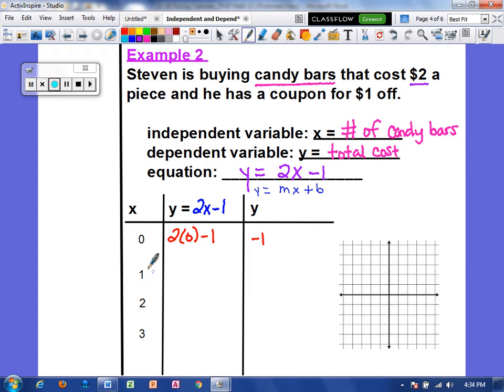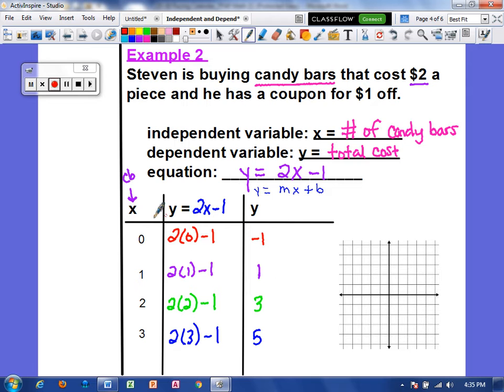Now, let's say that he buys 1 candy bar, because remember x is the number of candy bars. So if he buys 1 candy bar, that's $2 times that 1 candy bar, and then take the dollar off. So that would equal 1. Alright, now let's say he buys 2 candy bars. So it's $2 for each candy bar minus the dollar off. And that would be 2 times 2 is 4, minus 1 is 3. Let's say he buys 3 candy bars. So it's $2 each for 3 candy bars, and then we're going to take away $1. So 2 times 3 is 6, minus 1 is 5.